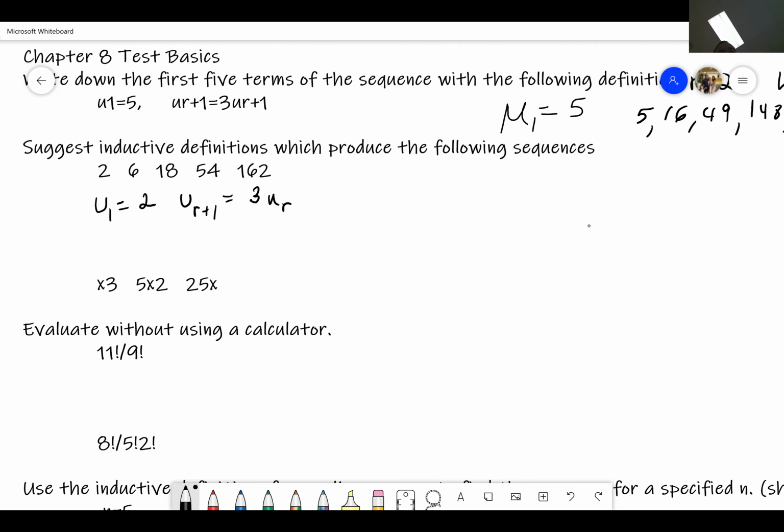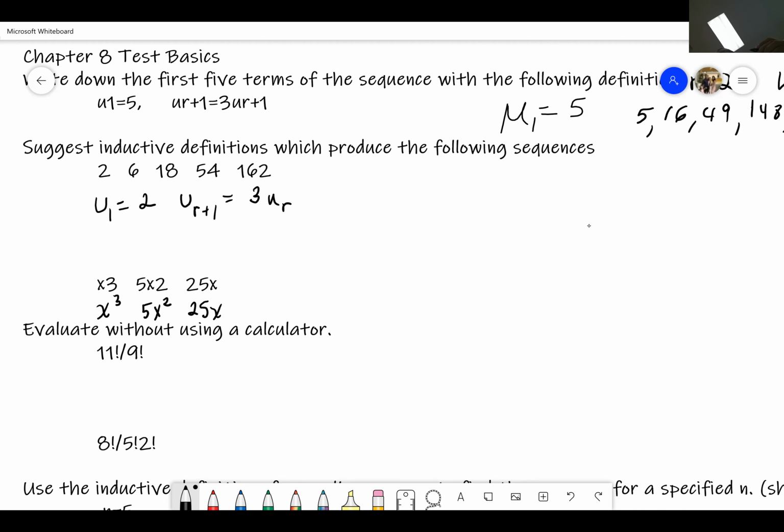Now, I'm thinking that this here means x to the third. This here means 5x to the second. This here means 25x. When I copy and pasted it, it just changed. It should be raised to the third power, because a subscript is not going to work out with this.